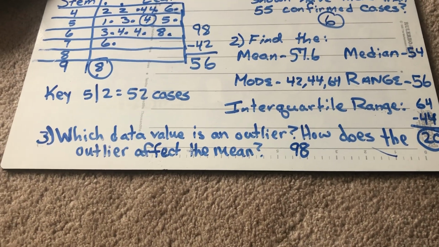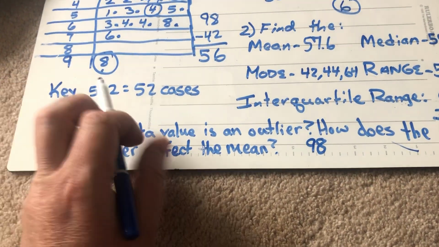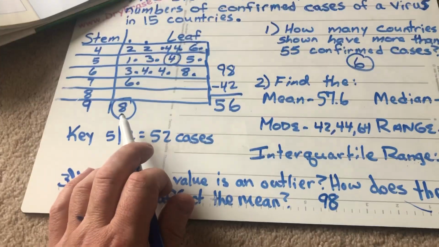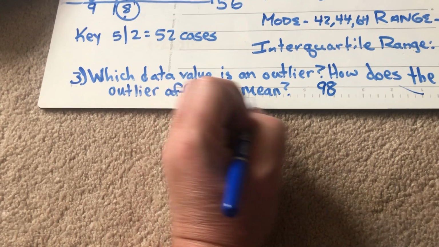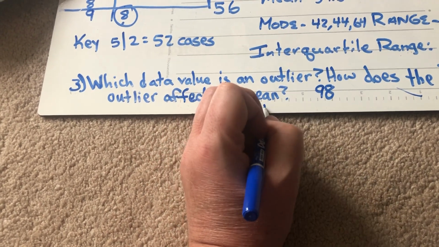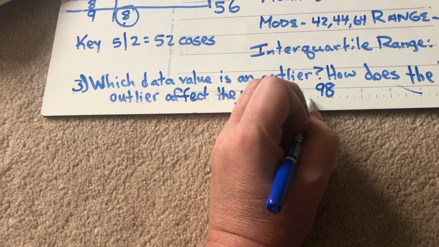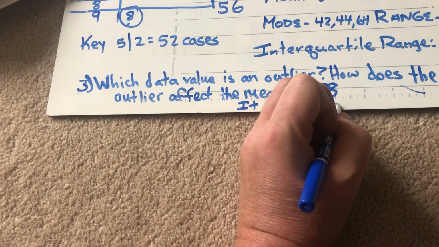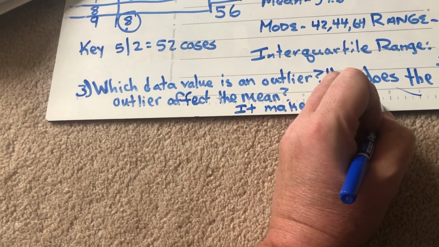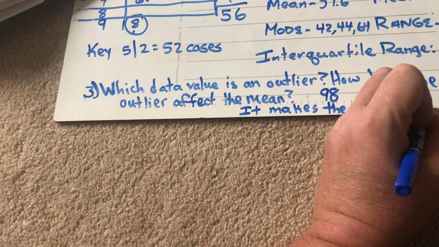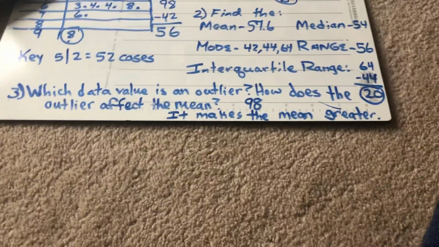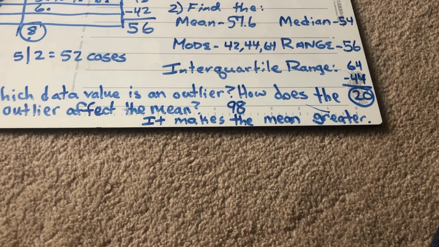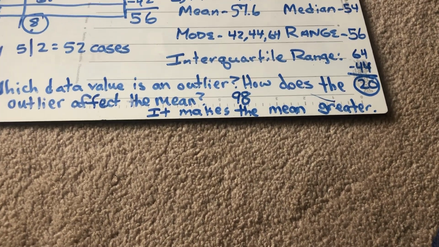How does the outlier affect the mean? Well, since the outlier is higher than the rest of the group, it affects the mean. It makes the mean greater because it's a higher number away from the rest of the set. So it increases the mean, it makes the mean greater, it raises the average.